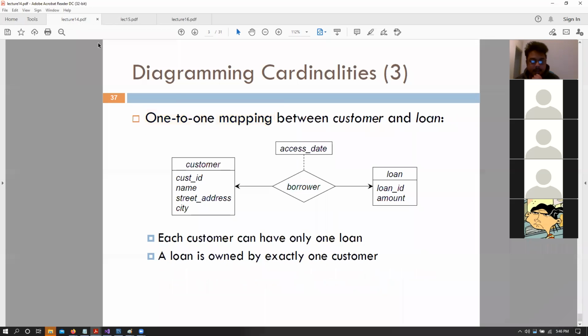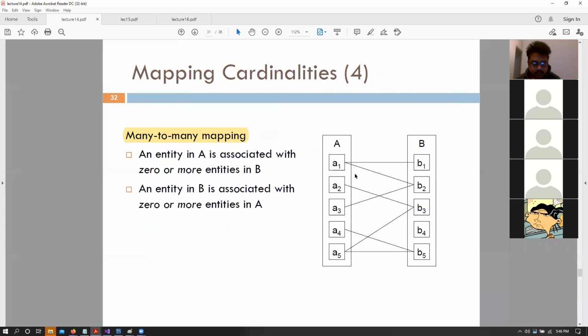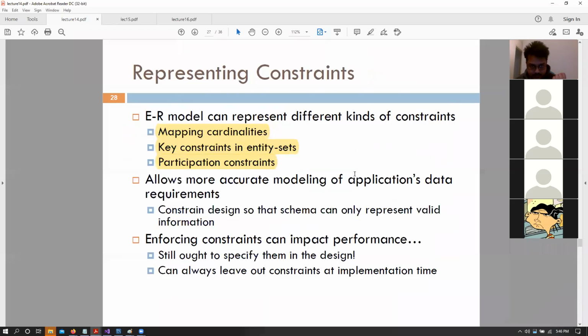So last class we mainly discussed mapping cardinalities, right? So today we are going to look at some other things about these ER diagrams. Mainly we will look at how to define primary keys. It should be quite simple enough, as we know already. And what about participation constraints, right?